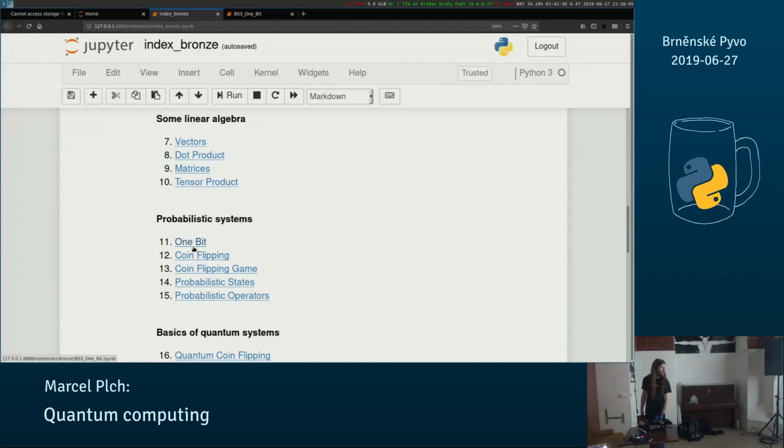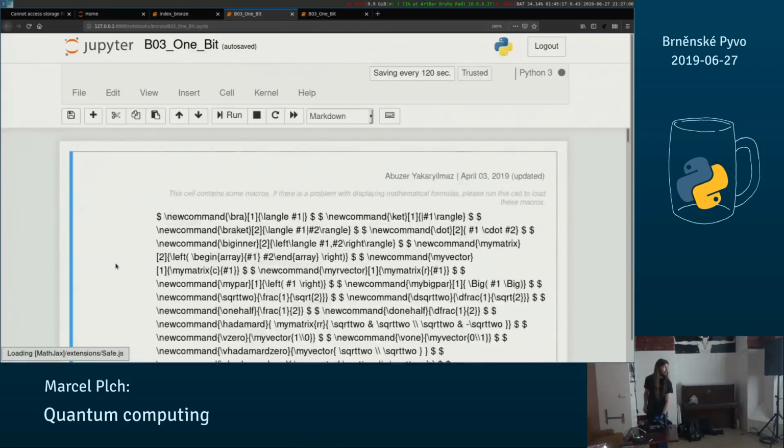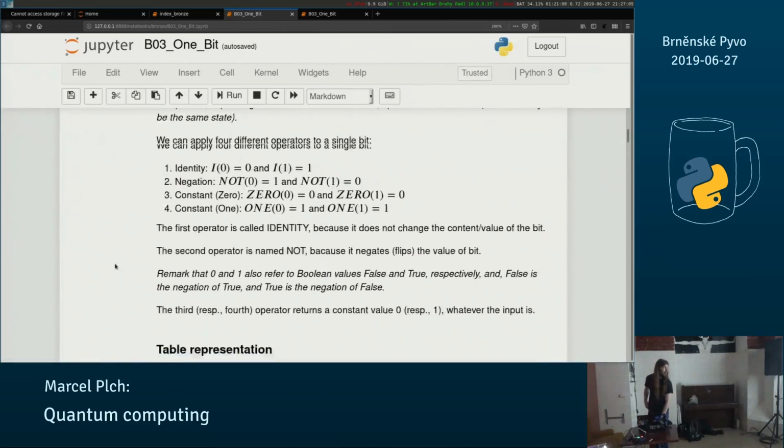Alright, so let's explain that. When I flip a coin, I have a probabilistic system because I might get tails, I might get heads. And it should be 50-50. You can have a biased coin, and there are some random operators you can use, for example.